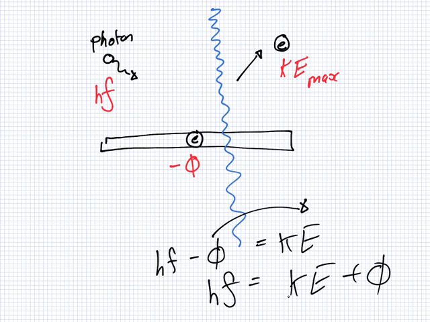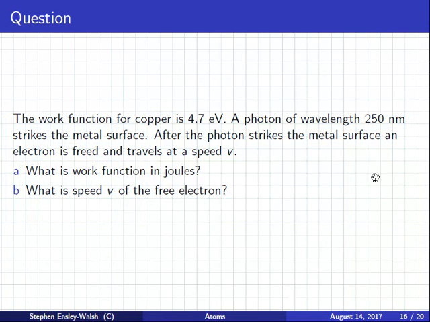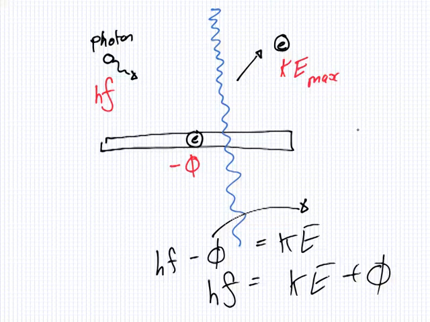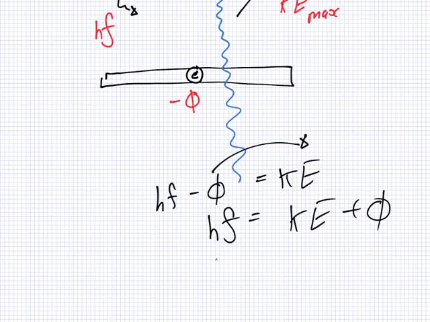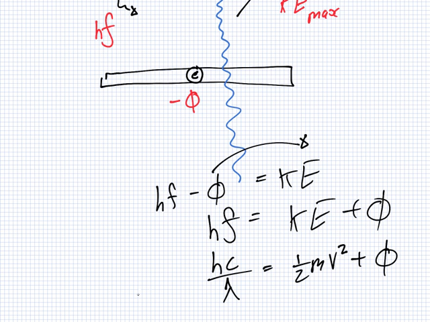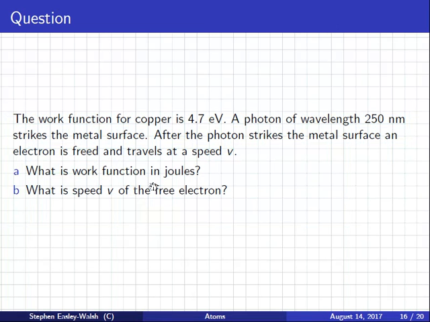Except, do I give you the frequency? No, I give you the wavelength. But that's super easy to fix because you can just change this into hc over lambda equals a half m v squared plus work function. So by using this, you can quite easily get the v. Okay, so let's give you a minute to calculate this. It shouldn't take you too long, it's not so difficult.